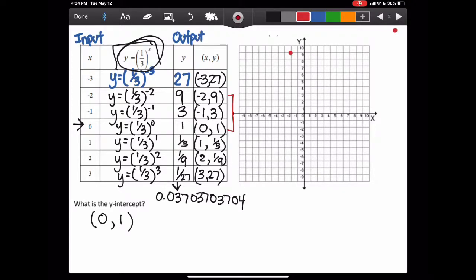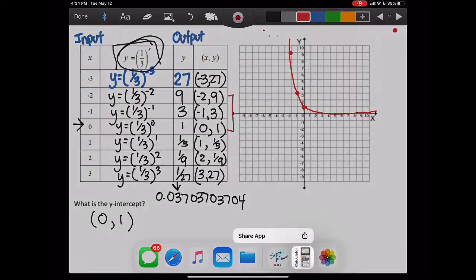And then I'm going to go to -1, and I'm going to go up 3, put a point there. And then I'm going to put my y-intercept, which is (0, 1). So I'm going to put a point there. And I can already tell that this graph is going to describe decay, because it's going to get smaller as the x increases. And your graph should look something like this.